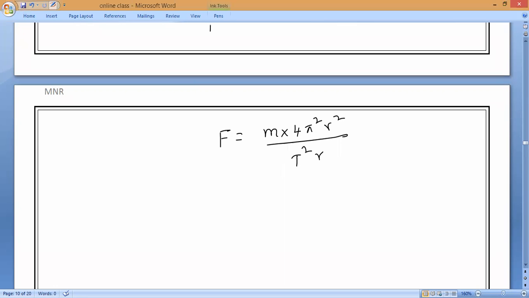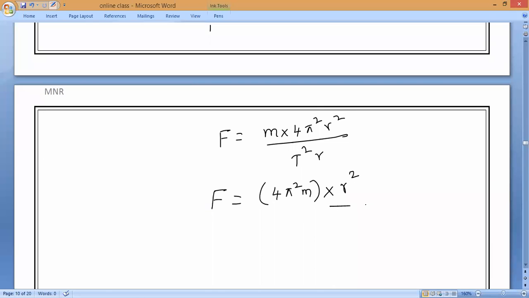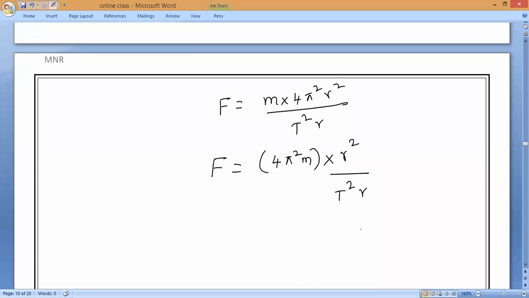Now, as we all know, mass is constant, 4 is constant, pi square is constant. Can I keep all of them separately? All are constant only, correct? 4 into pi square into m. Is it a constant or not? All are. Yes, sir. Into what is remaining? Tell me what is remaining. R square divided by T square R. Is it right or wrong? Yes, sir.